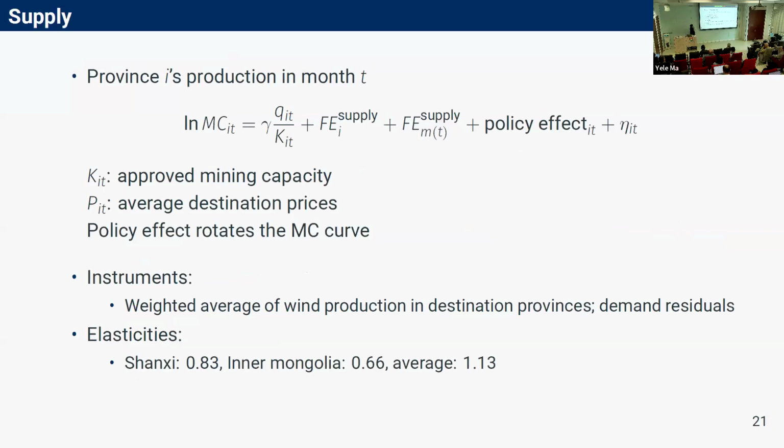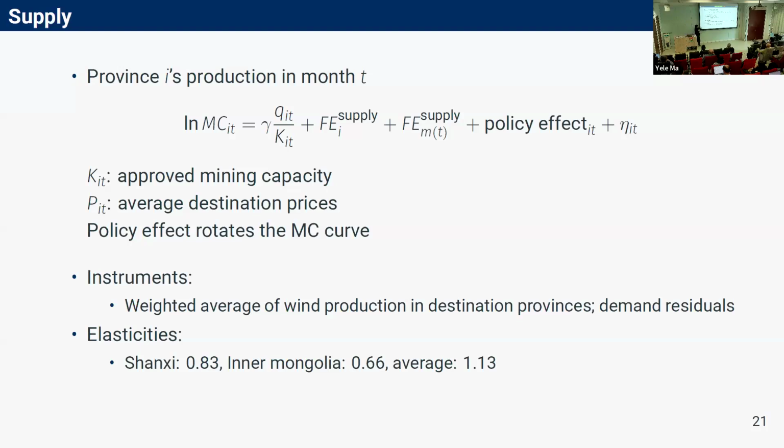Next, for the supply. We're going to think about the effective marginal cost faced by each province. They equate the marginal cost with the average price, which is a weighted average based on the shipment share you get from each province, weighted by each province's specific prices. We allow the capacity to affect the marginal cost.